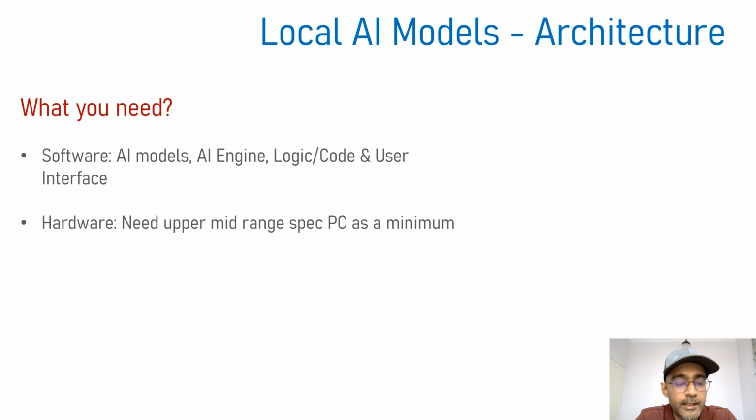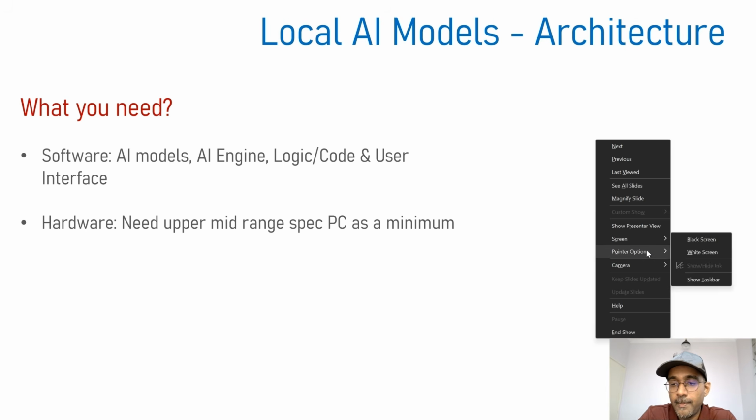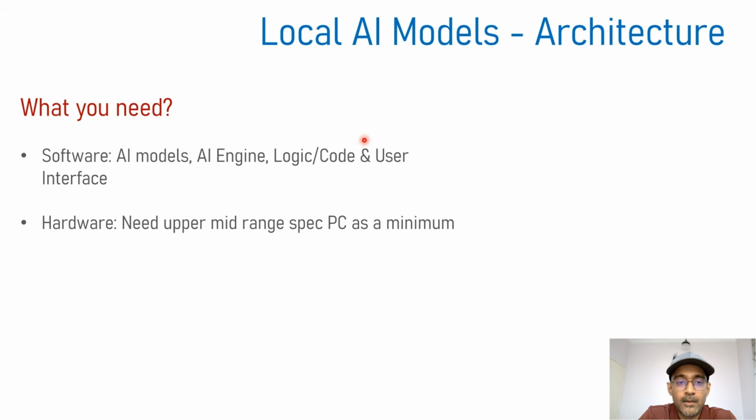Okay, so what you need is there's two parts to it. The software part and the hardware part. The software part we saw just now: AI models, the AI engine, we know that. And then the next part to it is of course the logic, the code. And then the user interface.